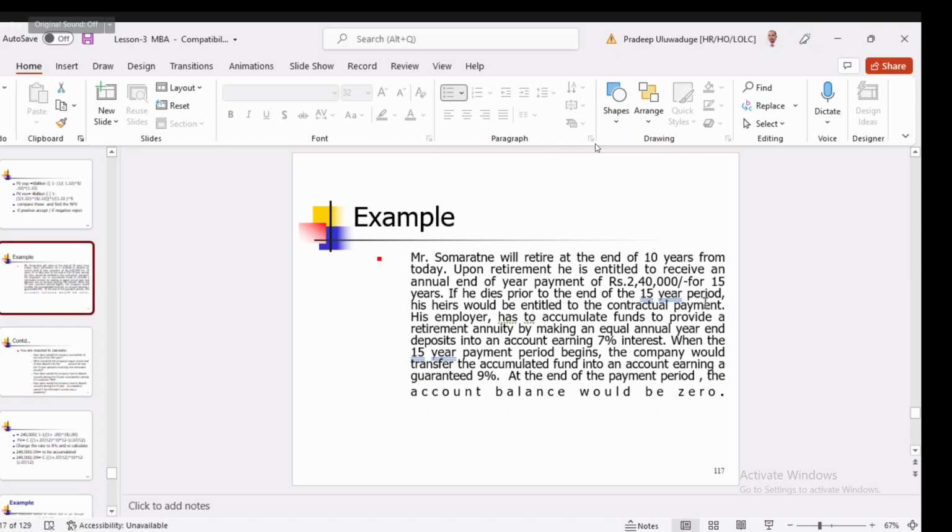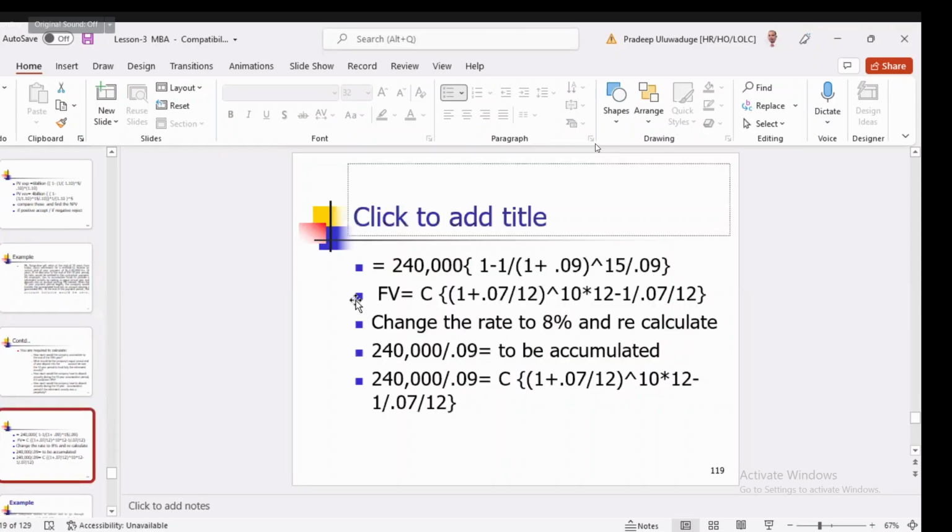Right? So after 10 years, they have to accumulate 240,000 payment times 1 minus 1 over 1 plus R, where R is 9%, for 15 years, and divide it by again the interest rate. Right? So this is the amount of money that they should accumulate at the end of the 10th year.